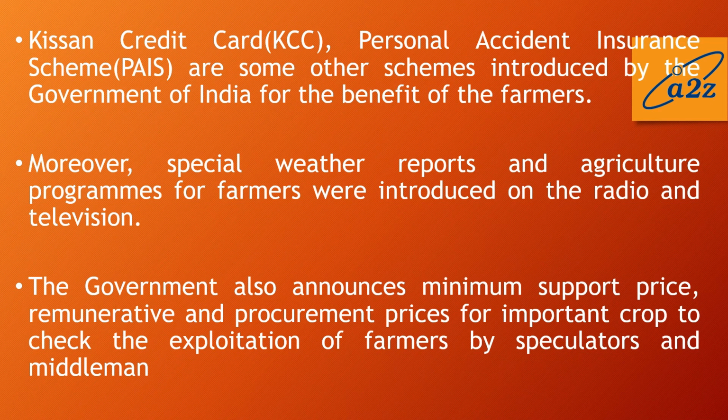The government also announces minimum support price, remunerative and procurement prices for important crops to check the exploitation of farmers by speculators and middlemen. So these are some steps taken by our government in favor of farmers.